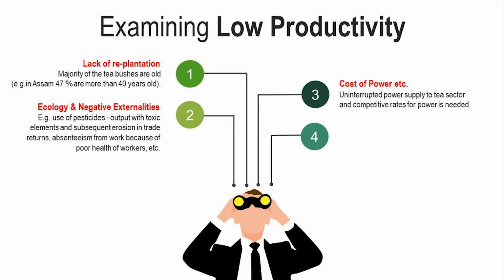The next one is the cost of power. As we have seen, the cost of power and packaging is the second most important cost for tea gardens in India, and this is because of not having a regular supply of power to the tea sector. For that, they have to install generators, and the high cost of fuel contributes to that cost, and therefore we get a high cost of power.